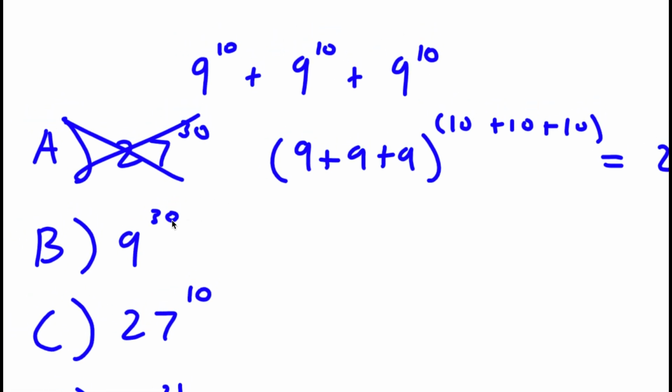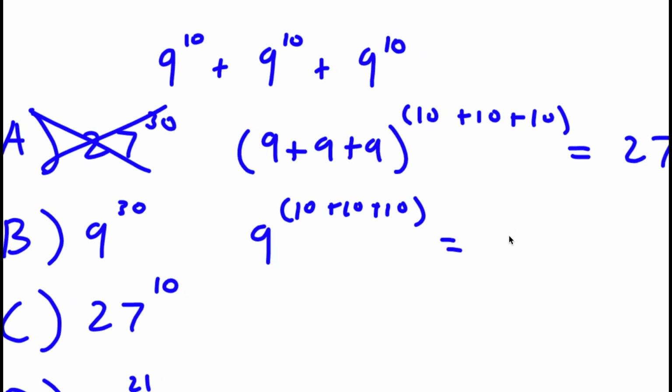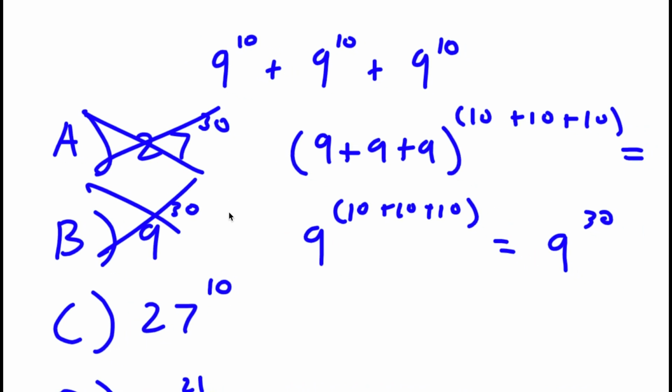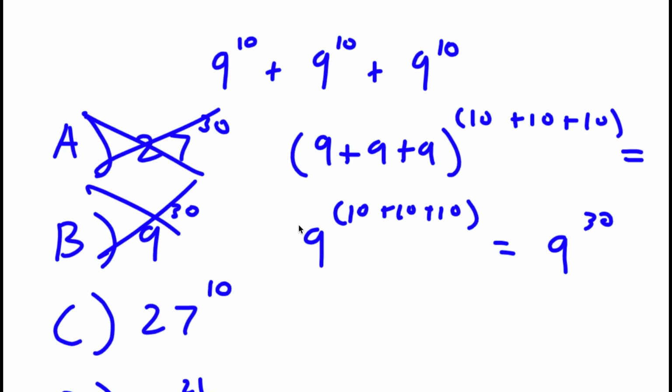Now, for the second way, this time you keep the base the same and you simply add the exponents. So you do 9 to the power of 10 plus 10 plus 10. Now, this is equal to 9 to the power of 10 plus 10 plus 10. Again, that's the same thing as 10 times 3, which is 30. And again, this method is wrong as well. That's not the correct way of adding exponents.